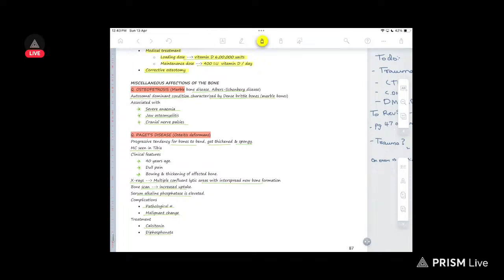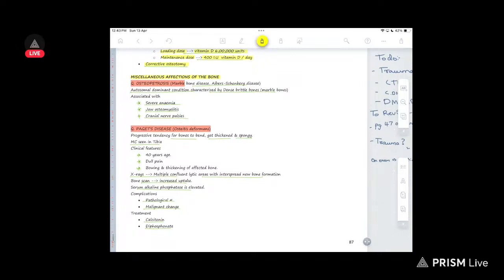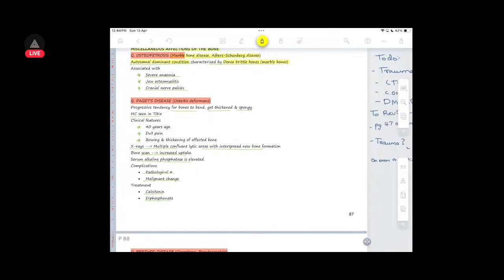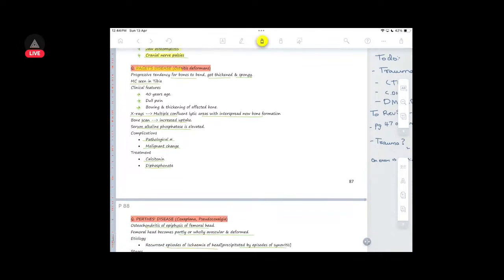Then miscellaneous afflictions of the bone, you have osteopetrosis, which is marble bone disease, and Albers-Schönberg disease. This is an autosomal dominant condition. Dense brittle bones are there, marble bones, associated with severe anemia, jaw osteomyelitis, and cranial nerve palsies. Then we have Paget's disease, which is osteitis deformans, which is a progressive tendency for bone to get bent, thickened, and spongy. Most commonly, it is seen in tibia.